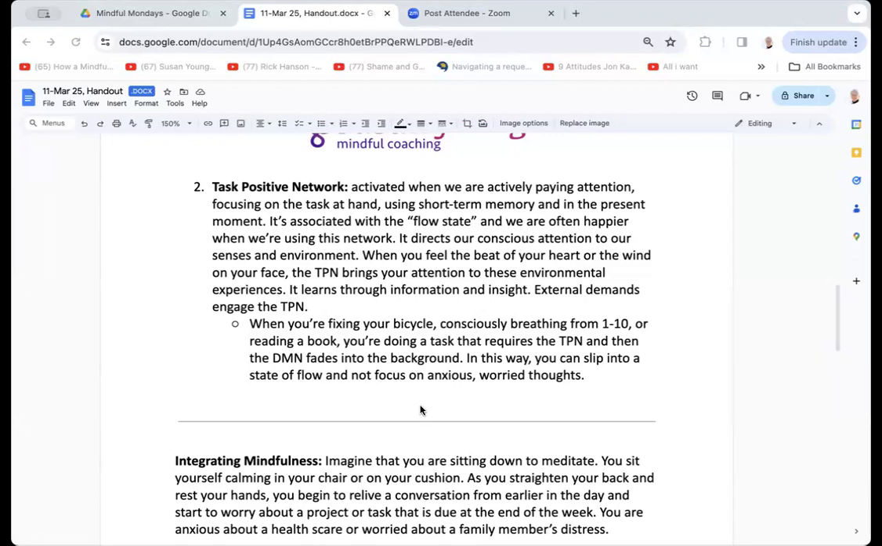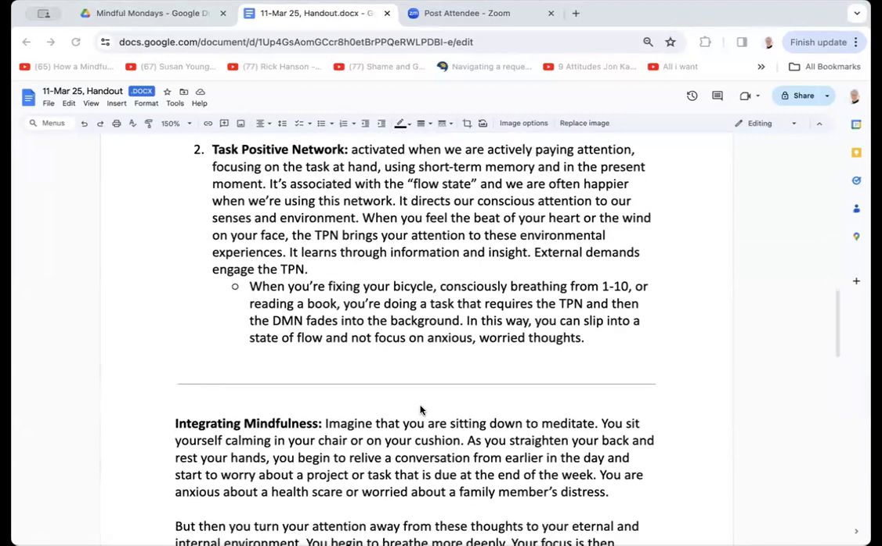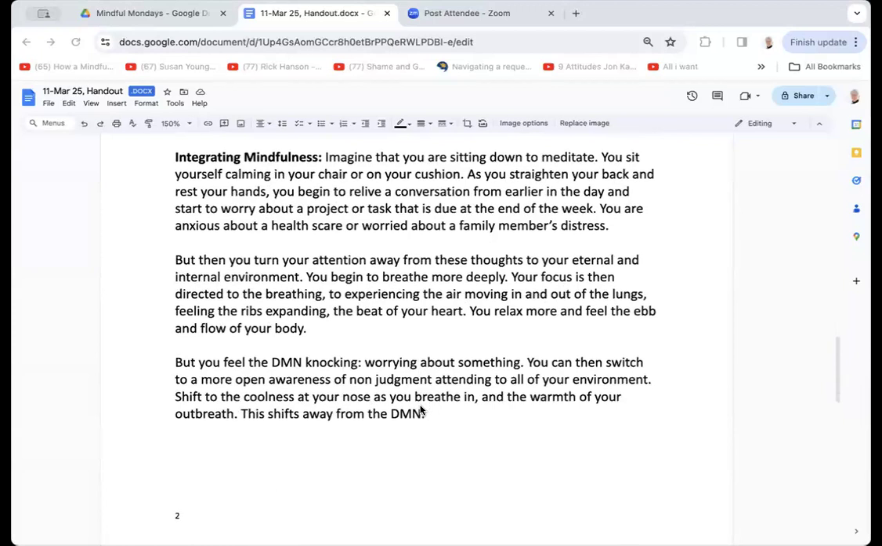So anything external that pulls on us, but also internal. So when we turn our consciousness to breathing, just do that right now as you're listening. You're aware of your feet, bring them to stillness, and then just breathe in, feeling the coolness at the nostrils. So what happens there is the TPN lights up, and the DPN, the part that often worries, that fades away. So what we want to do today is we want to integrate these two concepts.